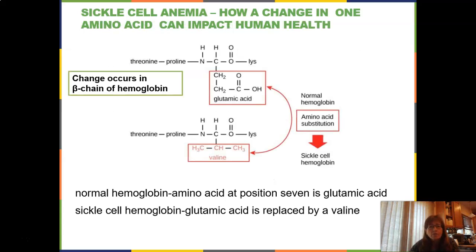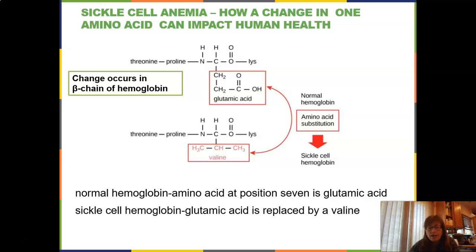So here's the example that was used. Sickle cell anemia is one in which there is a substitution. Normal hemoglobin would have, at the seventh amino acid in the lineup, this particular amino acid, glutamic acid. But in sickle cell, instead of glutamic acid, valine is the replaced amino acid.